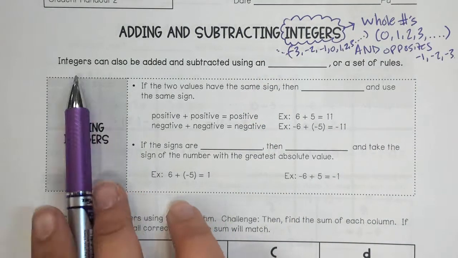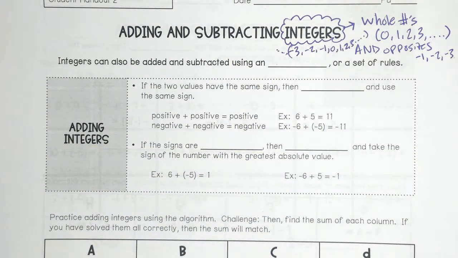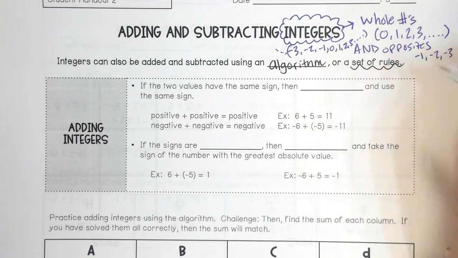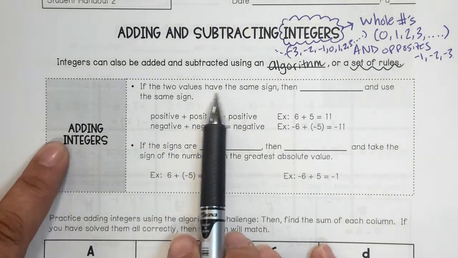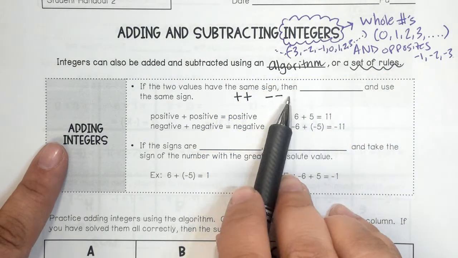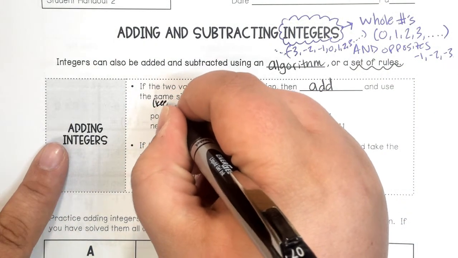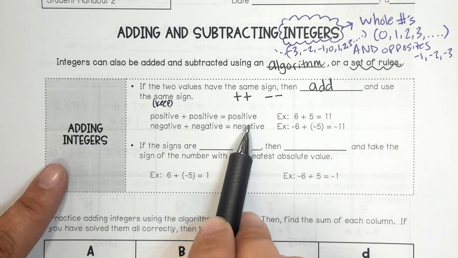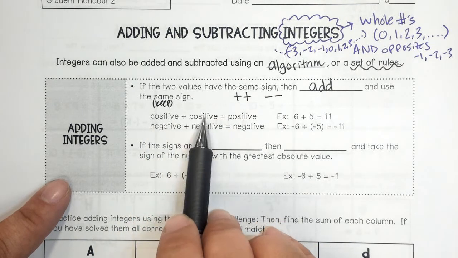Integers can be added and subtracted using what we call an algorithm. An algorithm is just a set of rules. If the two values, when we're adding integers, have the same sign, so they're both positive or they're both negative, then we're going to add them just like normal, and we're going to keep the same sign. So if both of my numbers were negative, negative plus negative, the sum is also negative. If both of my numbers in the addend were positive, positive plus positive, then the sum is also positive.